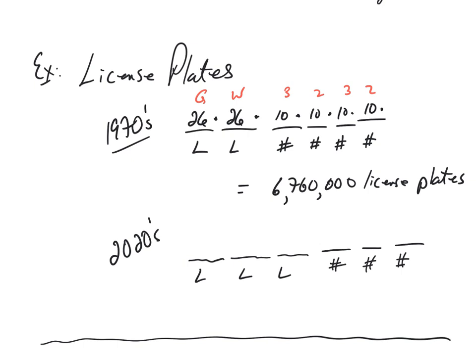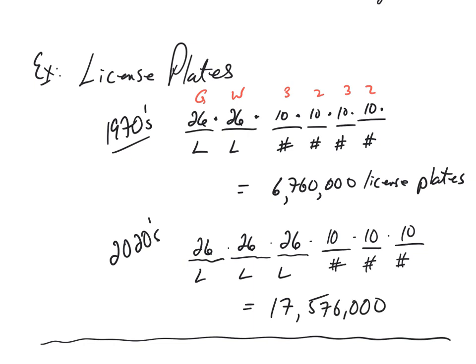Okay? So now with one of our new formats, how many choices do we have? Well, there's 26 possibilities for the first letter, 26 for the second letter, 26 for the third letter, and then 10, 10, and 10 possibilities for each of the numbers. The fundamental counting principle says you multiply those together to get the total number of possibilities. So here there'd be 17,576,000 possible license plates in the state of Minnesota with that format.